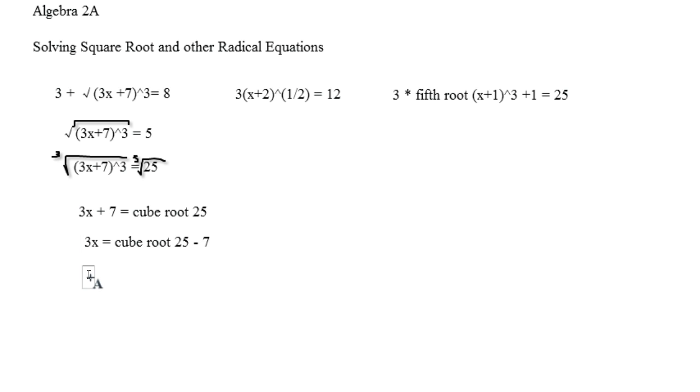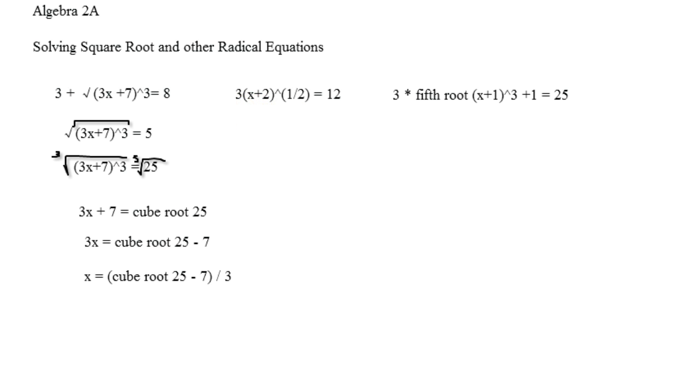Okay, and then I'm going to divide everything by 3. So x equals (cube root 25 minus 7) divided by 3. And that's going to be my answer. You can get the decimal and use that decimal, but this is just a nice number that you can actually work with. Now, what if you're given a rational exponent in the beginning?